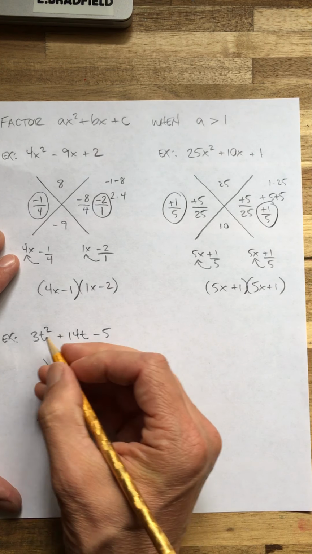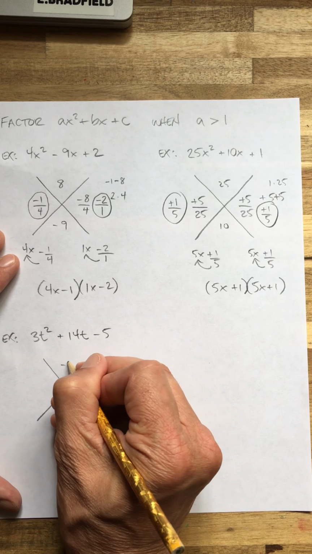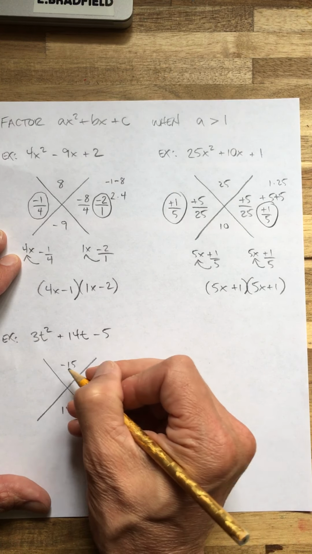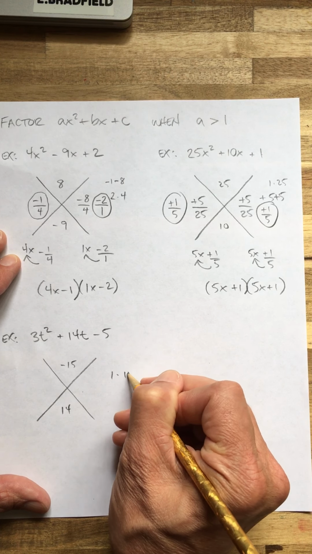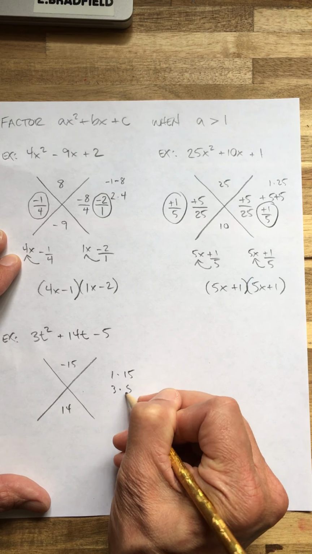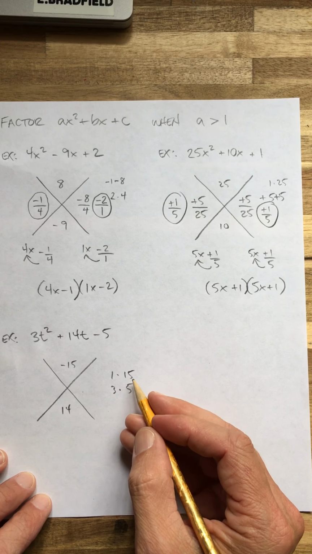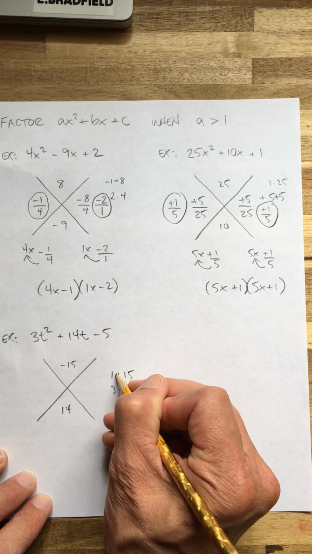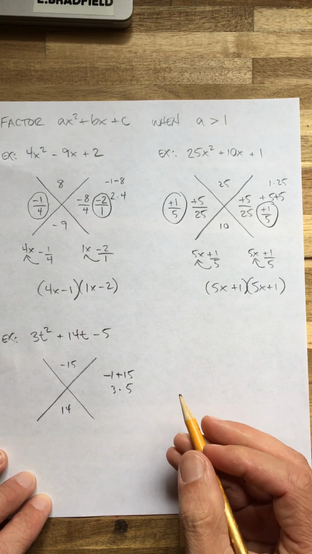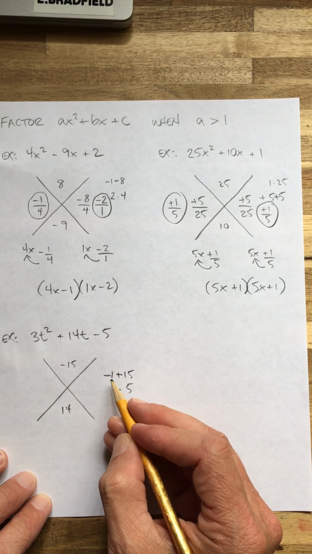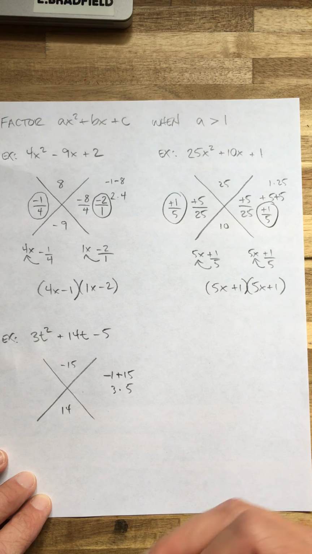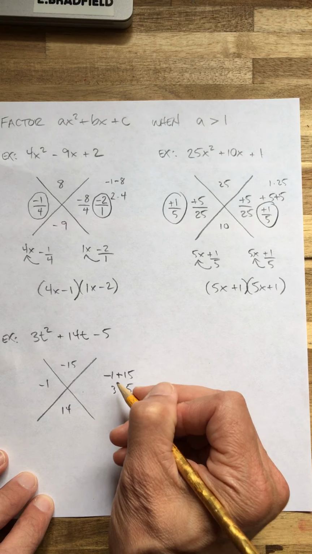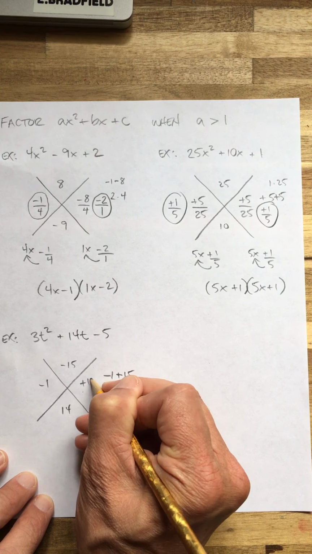Make the x. 3 times negative 5 is negative 15. 14 goes here. All right, multiples of 15. 1 times 15. 3 times 5. Remember, I'm trying to use these numbers to add to 14. I can do that if it's a positive 15, take away 1. Okay, 15 take away 1 is 14. Negative 1 times 15 is negative 15. We're in luck. Okay, we found our numbers. So put a negative 1 right here and put a plus 15 right there.